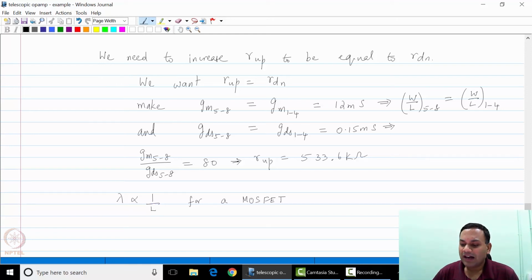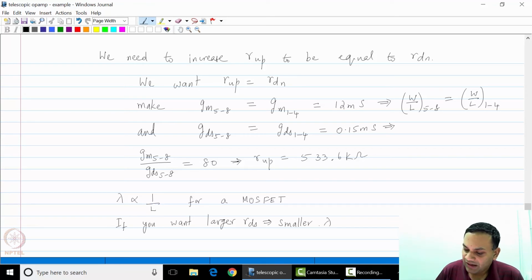Okay. So now what this means is that if you want larger RDS, this means smaller lambda, and this means longer L. So now our job is clear. We need to increase the length of the PMOS transistors such that they have a smaller lambda and you get a larger RDS. How much do we need to increase the length?